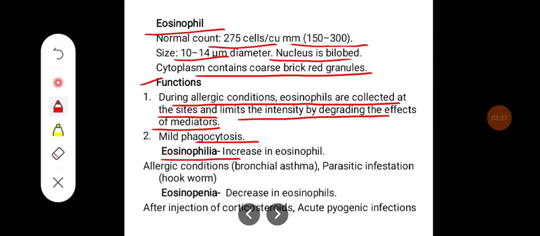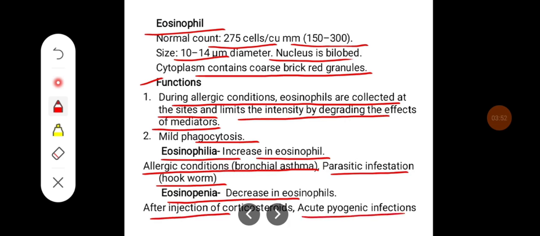Eosinophilia is a condition where there is increase in the eosinophil count. It can occur in allergic conditions like bronchial asthma, parasitic infestation like hookworm. Eosinopenia is decrease in the eosinophil count. It can happen after the injection of corticosteroids and acute pyogenic infections.